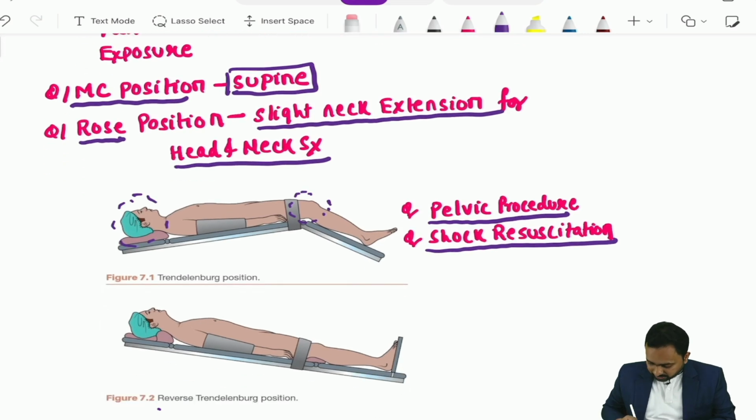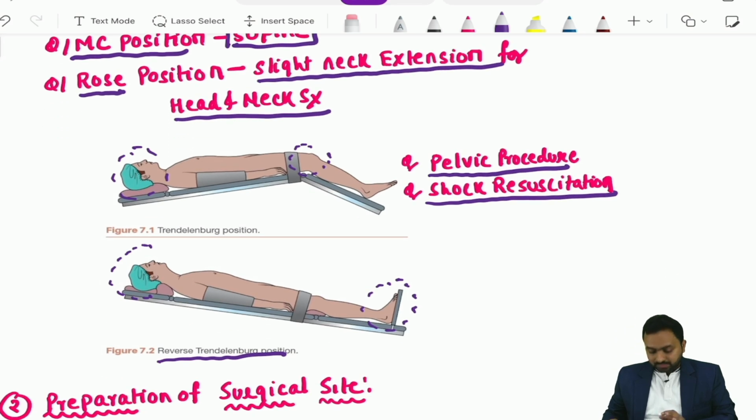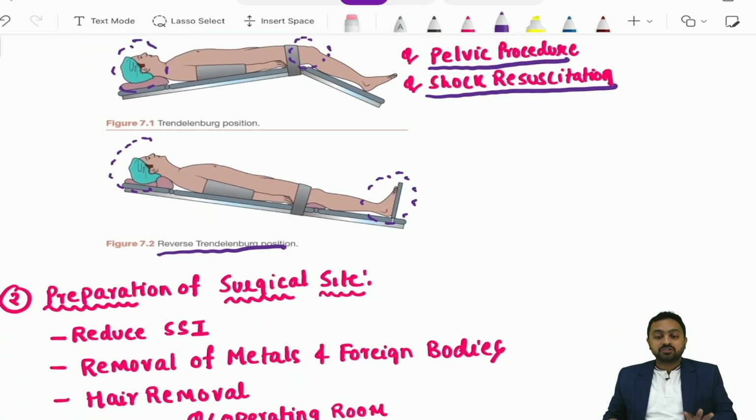Then in your reverse Trendelenburg position, you can see that your head end is up and your foot end is down. Now this is often used in your gallbladder laparoscopic surgeries. Now next we have your preparation of the surgical site. The importance is to reduce your surgical site infection.